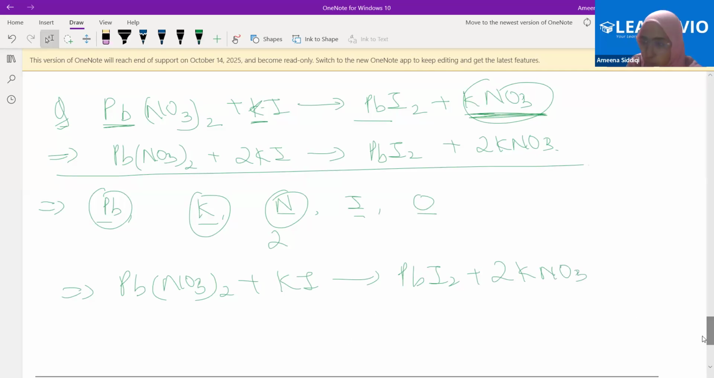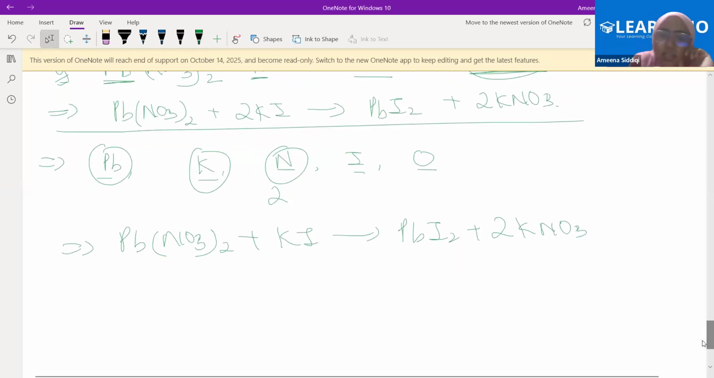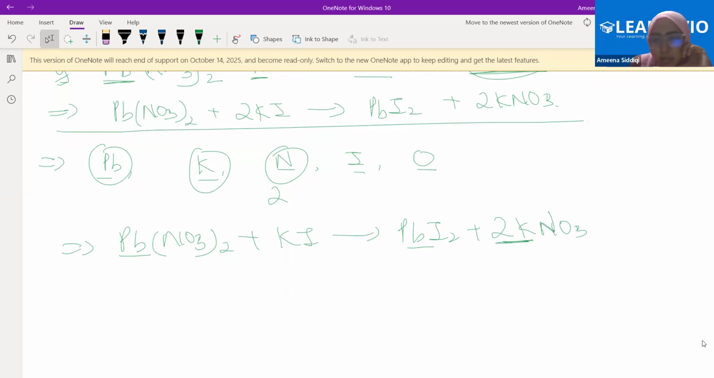Two. Now, everything that we balanced before that, is it still balanced? Is lead balanced? Yes, lead is balanced. Is potassium balanced? No. How many atoms of potassium here now? Two. How many here? One. So, do I add a 2 here? Yes. So, now this is my equation.